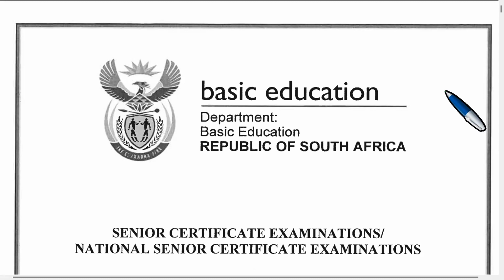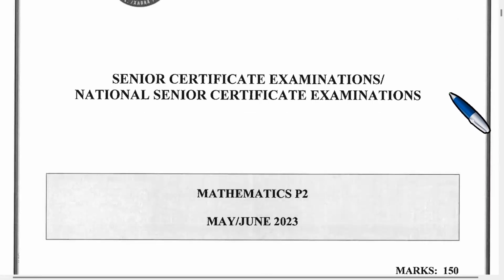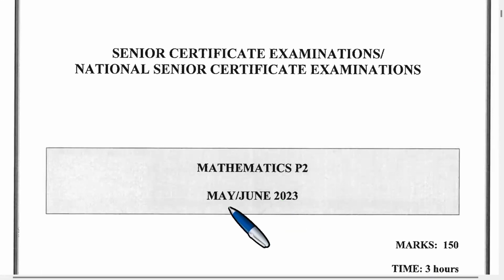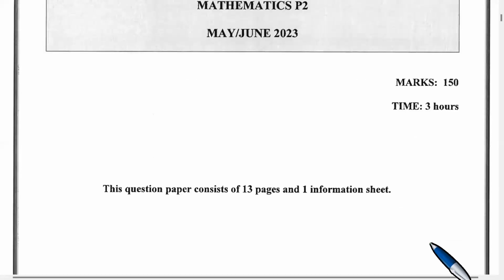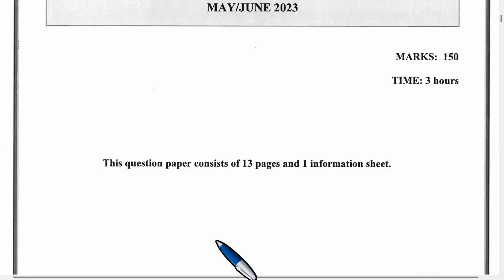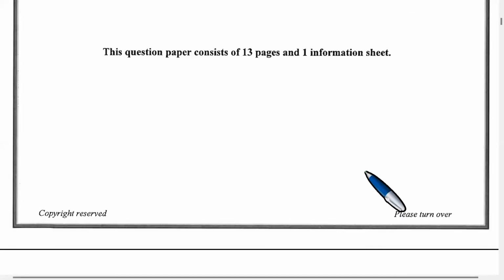Now we are looking at the Basic Education Department, Republic of South Africa, National Senior Certificate Examinations. Mathematics paper 2, written in May/June 2023. Marks 150 and time 3 hours. This question paper consists of 13 pages and one information sheet.